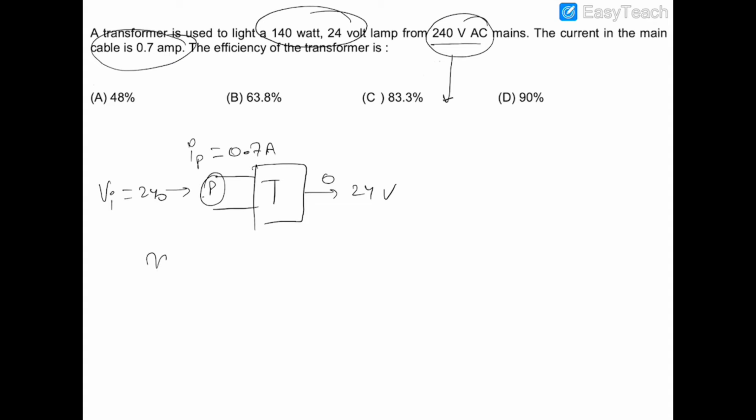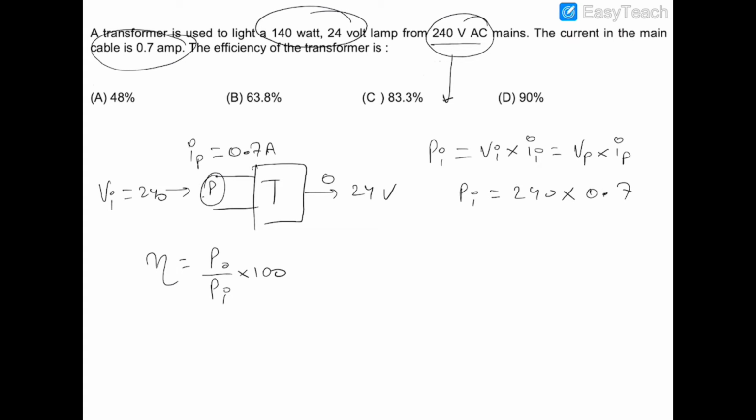So efficiency eta is output upon input into 100, output power upon input power into 100. Now the input power is 240, which is the input voltage into input current, which is also the primary voltage into primary current. So input power will be equal to 240 into I primary. I primary is 0.7. So this is equal to 168 watts.